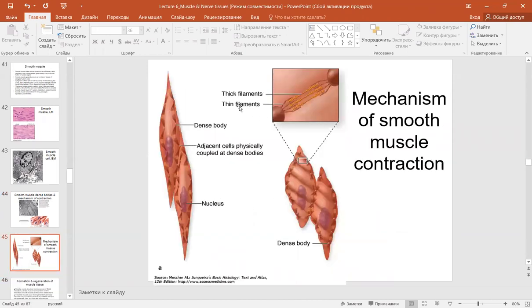Here is another view of the mechanism of smooth muscle contraction. This is in the relaxed condition, and this is in the contracted condition. Two smooth muscle cells, and the thick and thin filaments are sliding in response to one another and fixed to the dense bodies.